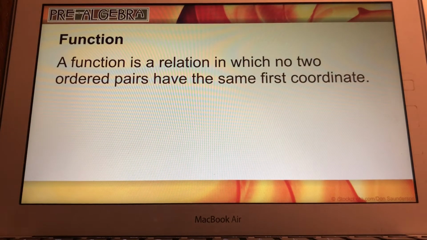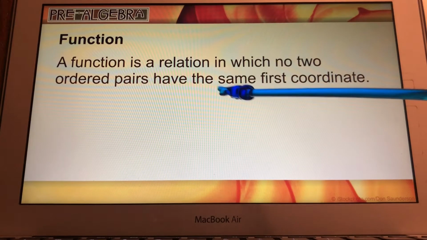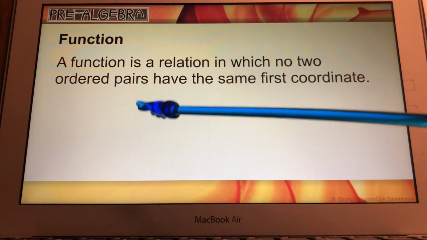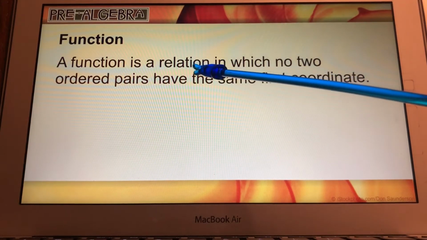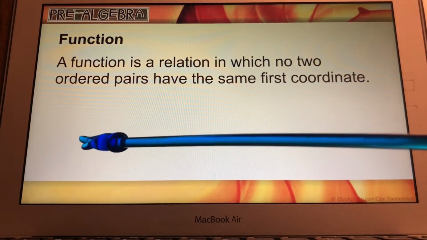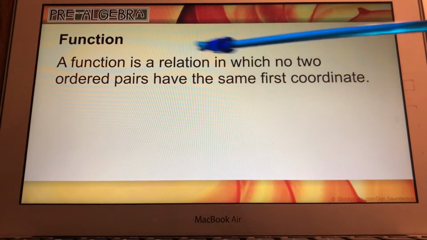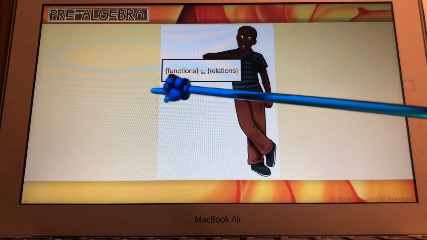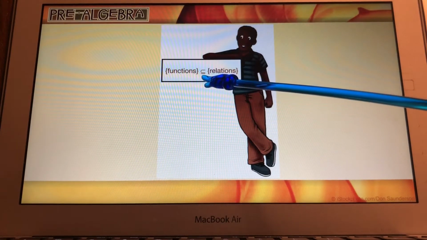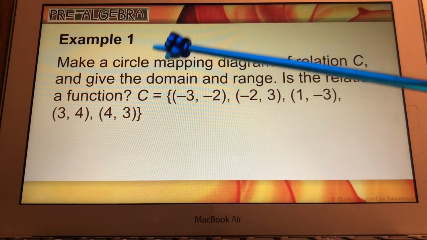Now, a function is a relation in which no two ordered pairs have the same first coordinate. Okay, so as we mentioned, a relation has to have ordered pairs, and in order for those ordered pairs to be a function, you cannot have any repeats. That's basically what it says there. So functions are relations here. Okay, now let's take a look at an example here.